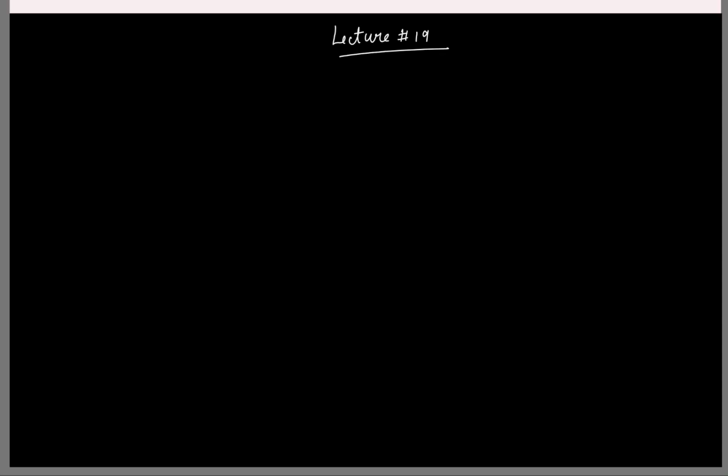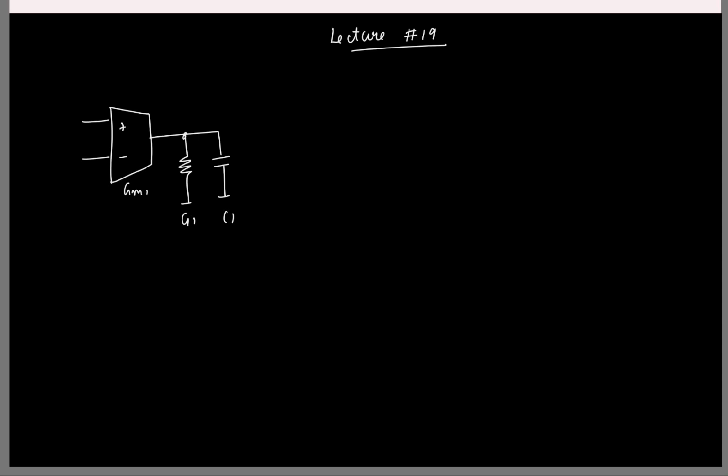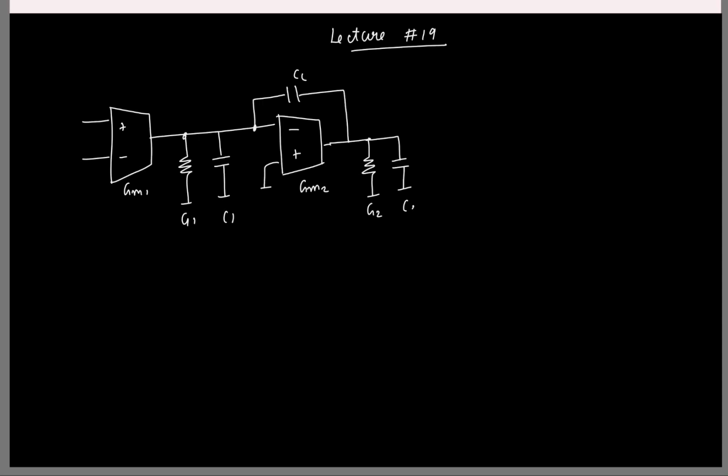Okay. So in the last few classes, we have been looking at the two-stage Miller compensated op amp, and we have looked at it in some detail. So let me quickly redraw it at a block level. So this is GM1. It's conductance, capacitance. This is GM2. It's conductance, capacitance. And of course, along with that, you will have the load conductance and load capacitance also.